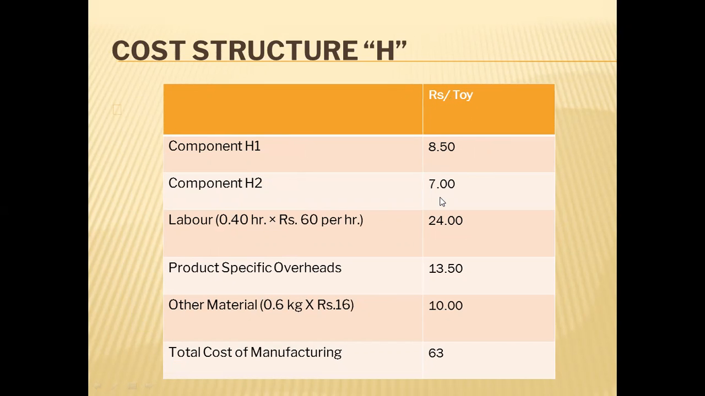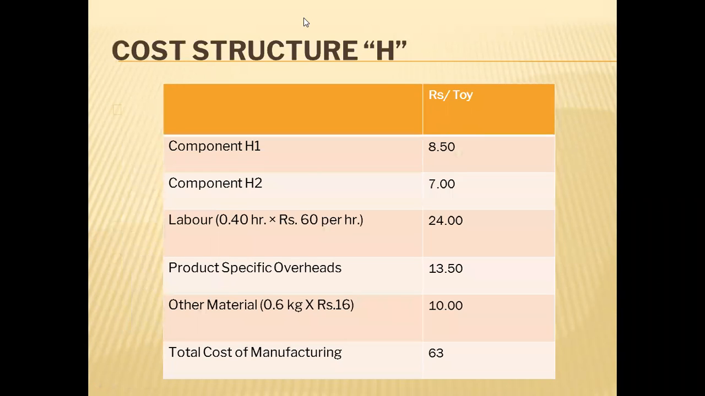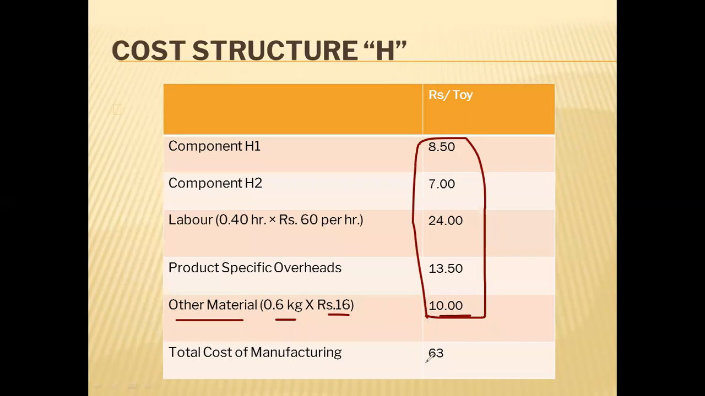Here, one additional material is required, which is 16 per kg, and for this toy you require 0.625 kg. So what will be the cost of this material? Simple, 0.625 kg into 16. So 10 rupees per toy is the cost of other material. If you add all these costs, you will get the actual cost for manufacturing this toy.